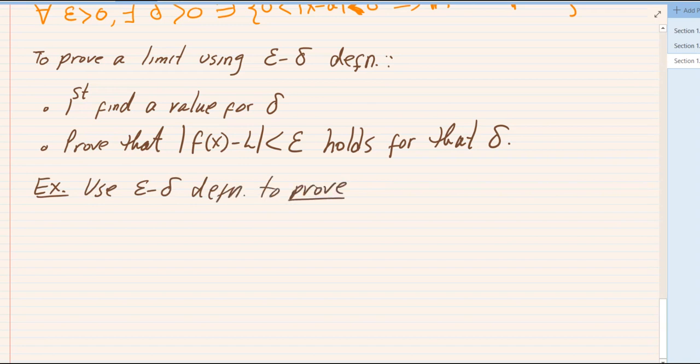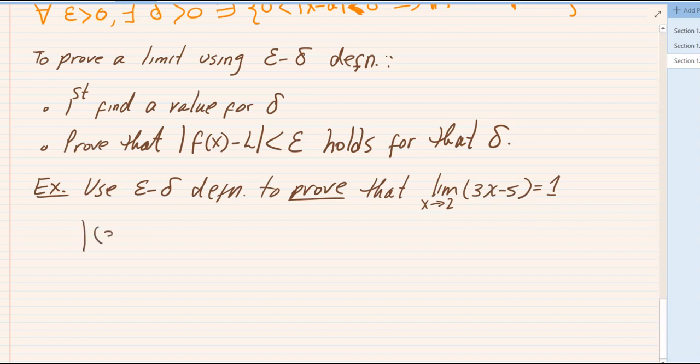This is the first time you're formally proving something. To prove that the limit as x approaches 2 of 3x minus 5 is equal to 1. Okay, so that's what we want to prove. So what do we need to do? Well, we need to show that for any positive number epsilon, we can find a positive number delta, such that, and this is what we need to prove.